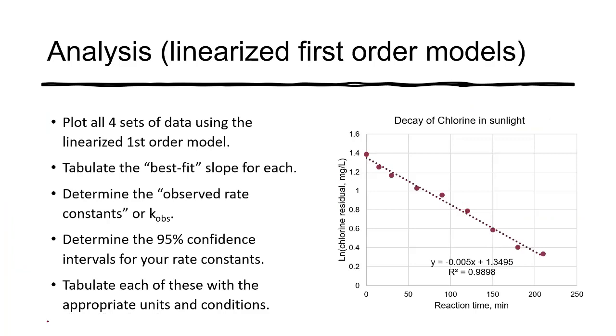So you're going to plot, as I mentioned, the data, and you'll determine the best fit slope. If you do this in Excel, Excel will give you a linear regression line, so you will have a slope there. You will determine then the observed rate constant, and then you will also determine the confidence intervals for your rate constants.